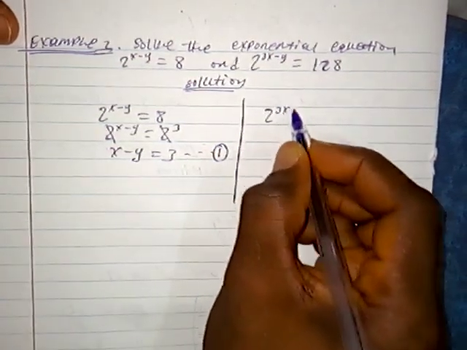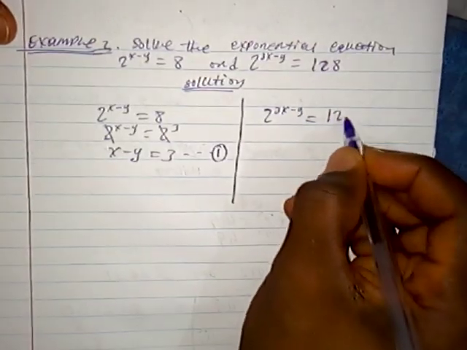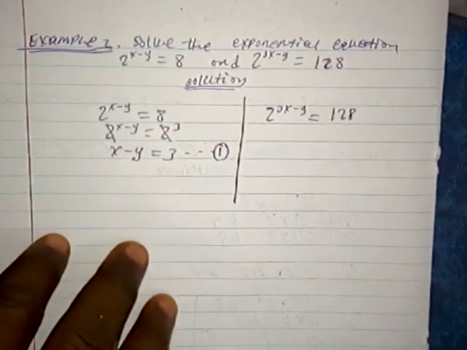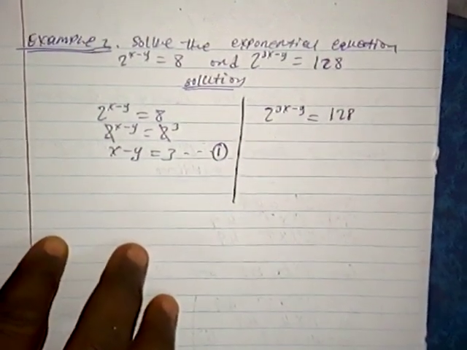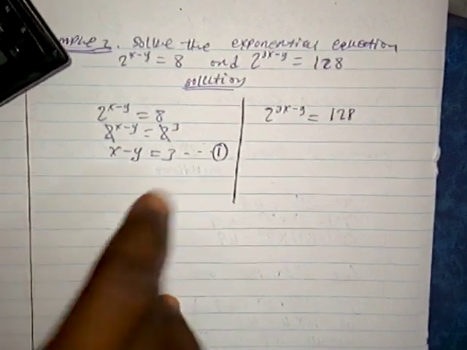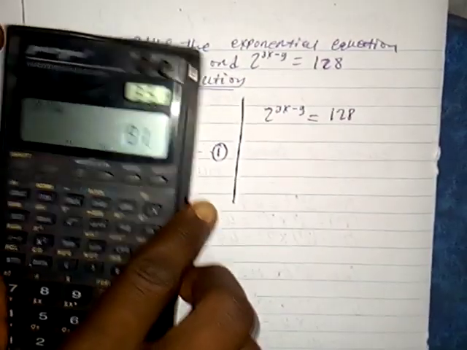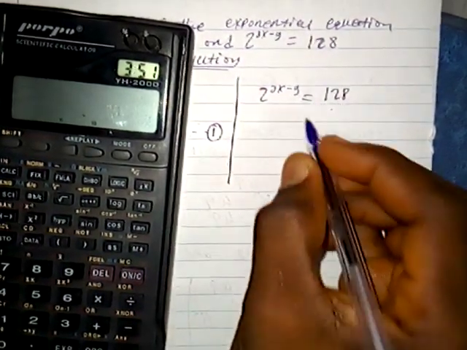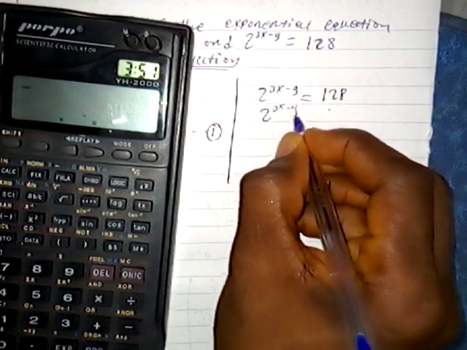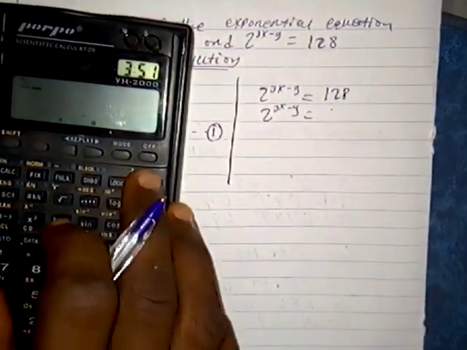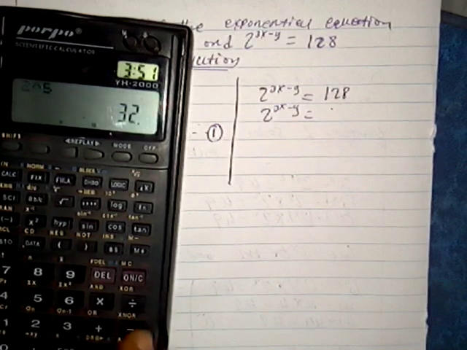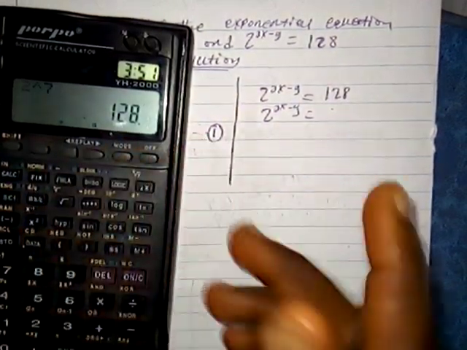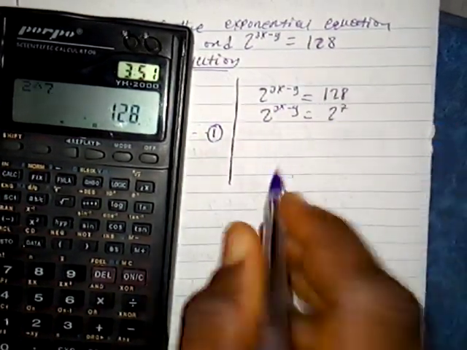We come again for the other equation, which is 2 raised to the power 3x minus y equals 128. Right? Now we proceed. Of course, 2 is in the basic term. Now we simplify 128. So how will we simplify 128? 2 raised to the power 3x minus y is equal to 2 raised to the power, let's say 5 is 32, 2 raised to the power 7 is 128.